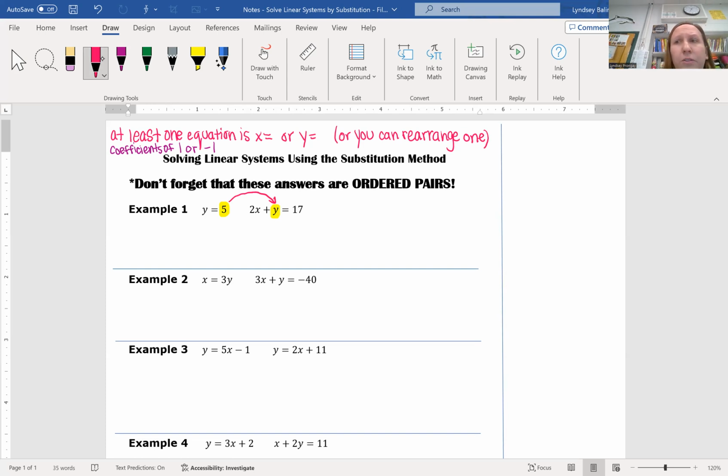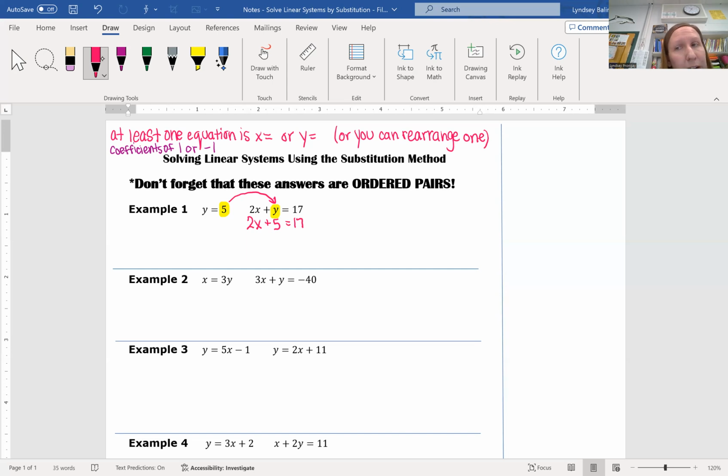So that 5 is getting plugged in right there. Okay, also, if you need highlighters, if you need to draw these arrows, whatever you need to do visually to see what you need to do, that is fine. Okay, so we're taking that 5, that y equals, and plugging it in for the y in the other equation. So that becomes 2x plus 5, because we plugged it in, equals 17. And if you have substituted correctly, you should no longer have an equation that has two different variables in it. And that means that we can solve for whatever variable we have left.